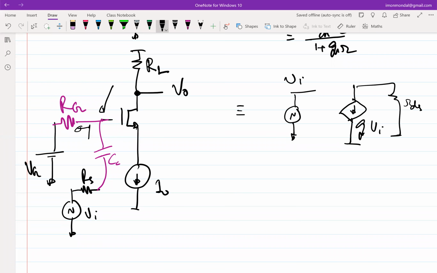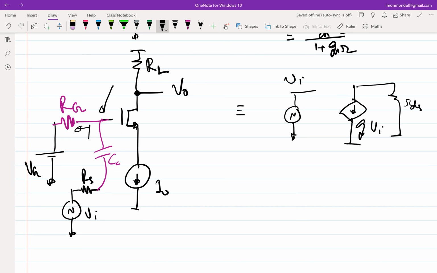Will it behave like this incrementally? I saw some nodding of head. Any comments? Yeah, exactly, right? So it's a current source, it's an open circuit.